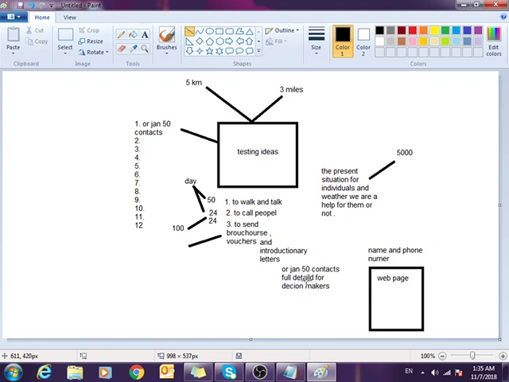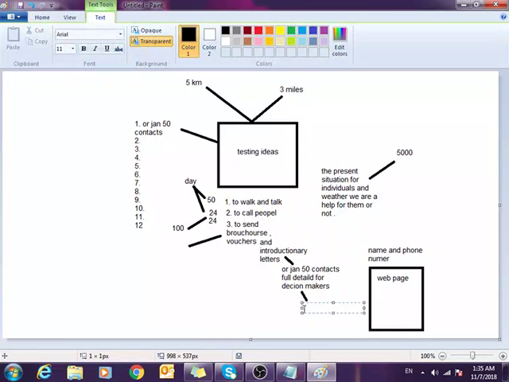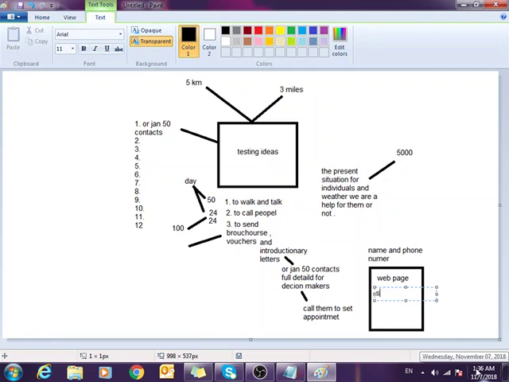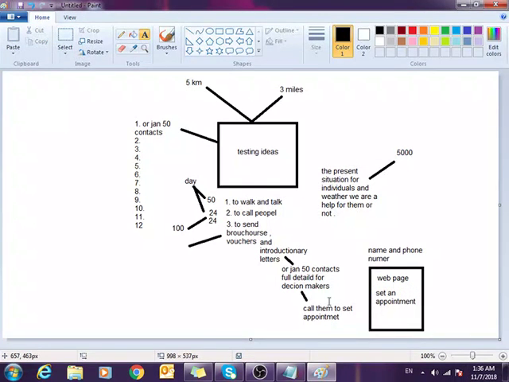Why? Because I'm going to do an introductory letter, because after that I'm going to call them to set an appointment. Appointment. My other option is to walk and talk. Okay. To call them to set an appointment. Good. Here I want in this page to set an appointment. I want the call to action: set an appointment. Good. Well, call them to set an appointment.